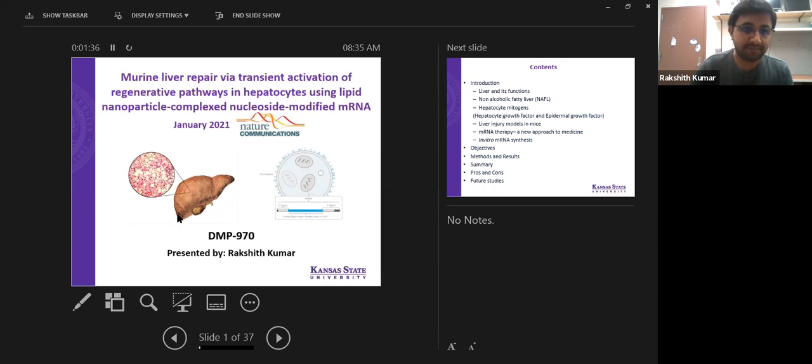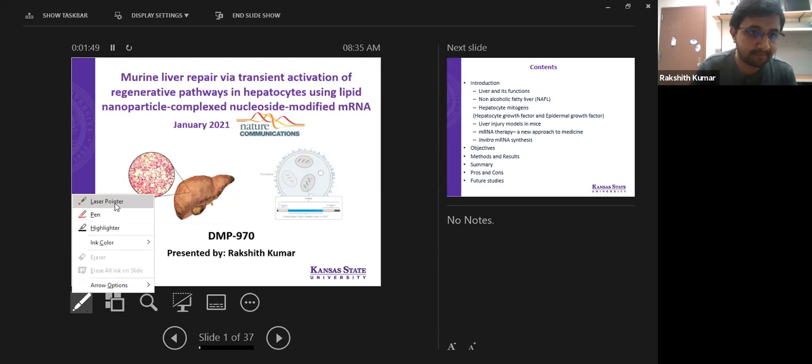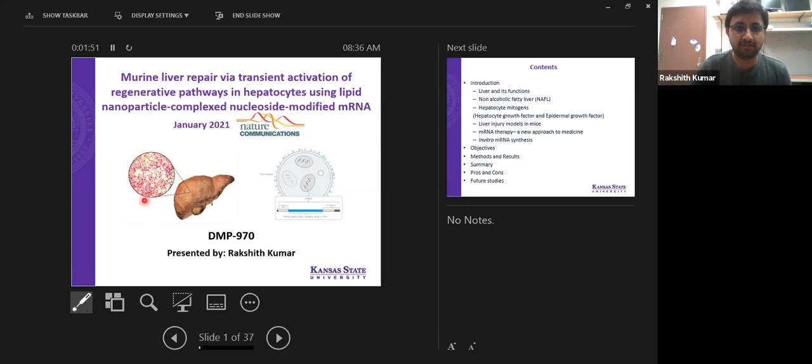And this image is the liver, which is affected with steatosis, which is a metabolic disorder, and this is a histopathology picture of the steatosis. And this is an mRNA, which is complexed with a lipid nanoparticle, and these are the mRNA, and these are the lipid nanoparticle.